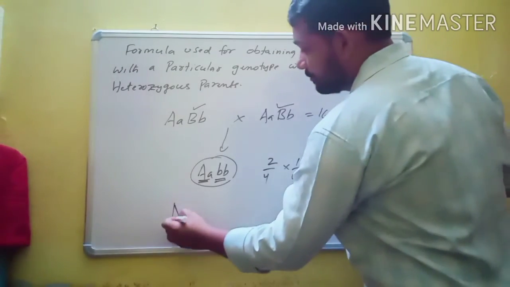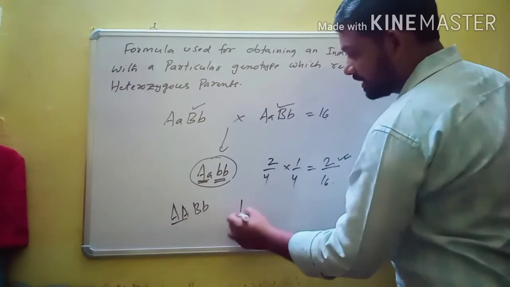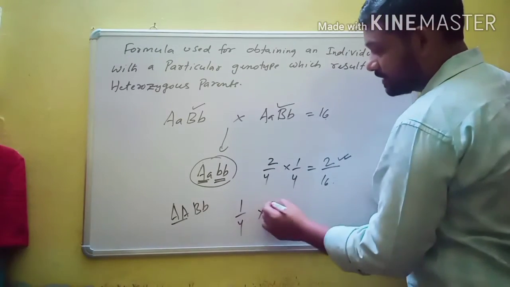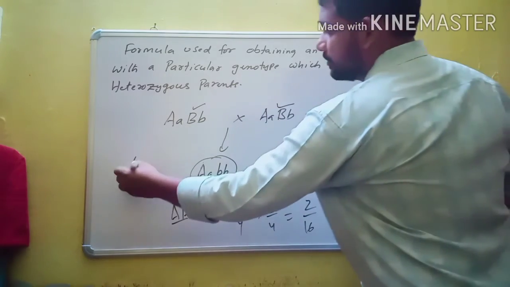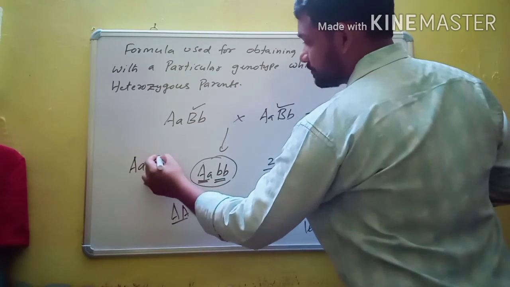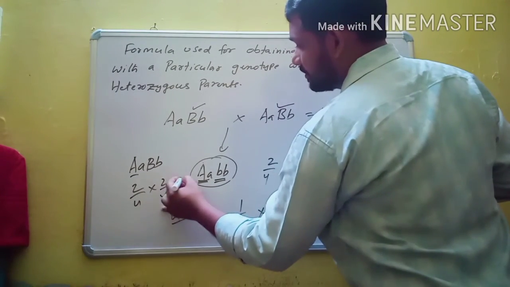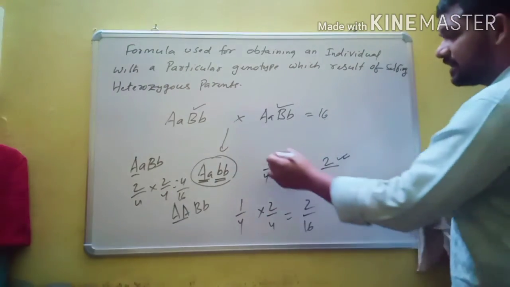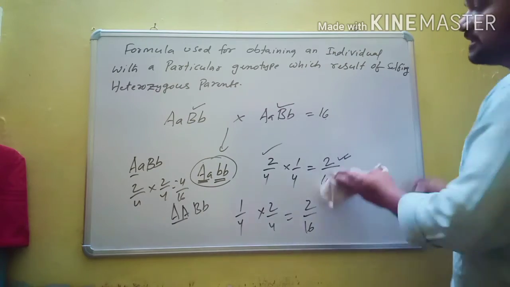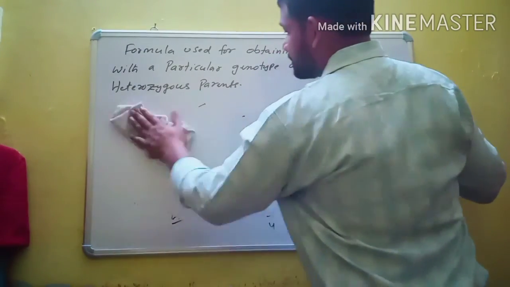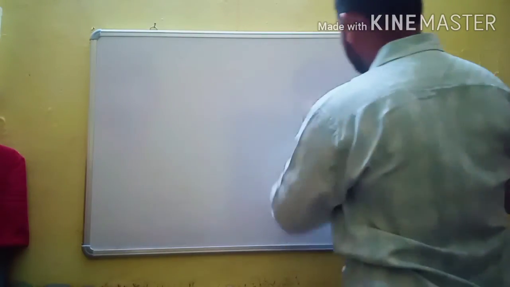For example, if you require this type, this is homozygous, so we take 1/4. This is heterozygous, 2/4, and again like this. For example, if you require this type, so heterozygous, like this. So in the heterozygous condition we use the 2/4 value, in the homozygous condition we use the 1/4 value. These are some of the important formulas used for numericals based on monohybrid and dihybrid cases.